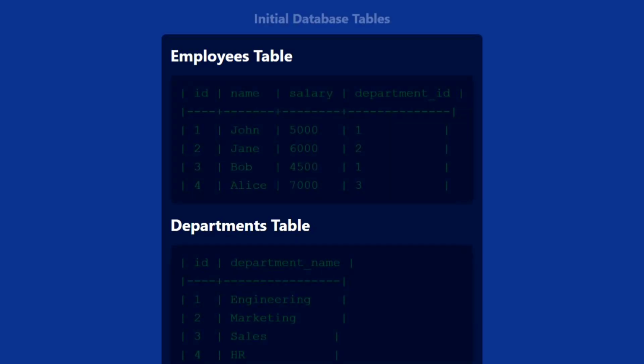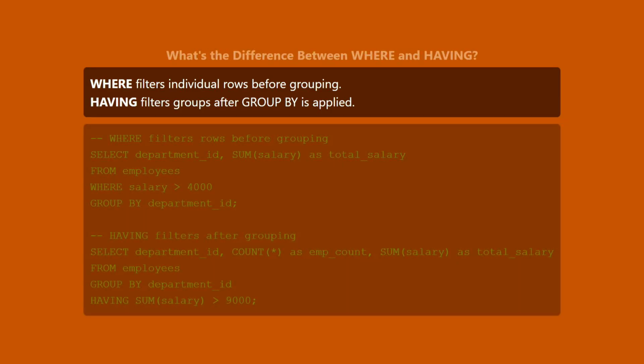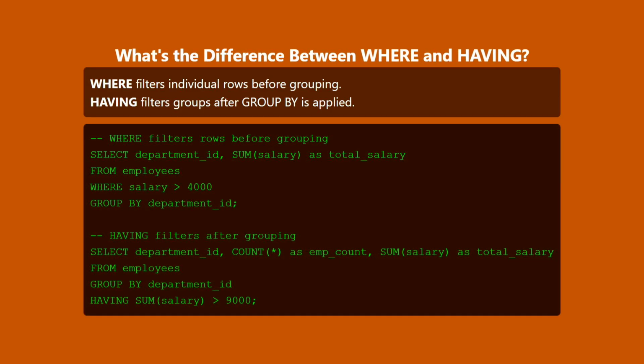Next popular question is, what is the difference between WHERE and HAVING? The WHERE clause filters individual rows before any grouping occurs. It is applied directly to the table data. The HAVING clause, on the other hand, filters the groups after the GROUP BY clause has been applied. It is often used with aggregate functions like count, sum or average. This allows filtering based on group properties rather than the individual rows.